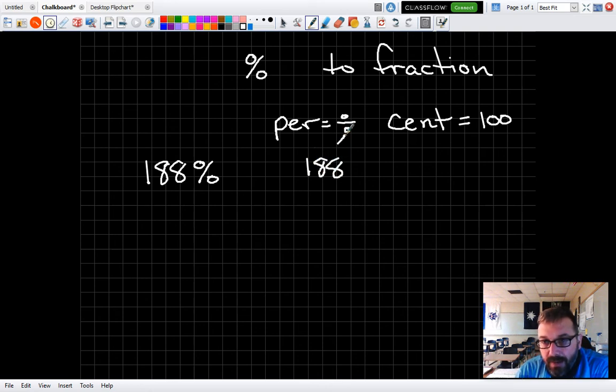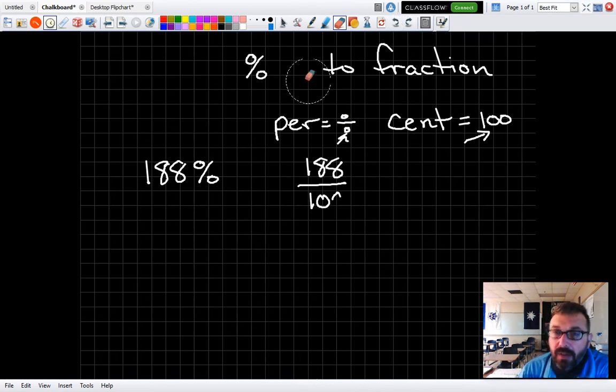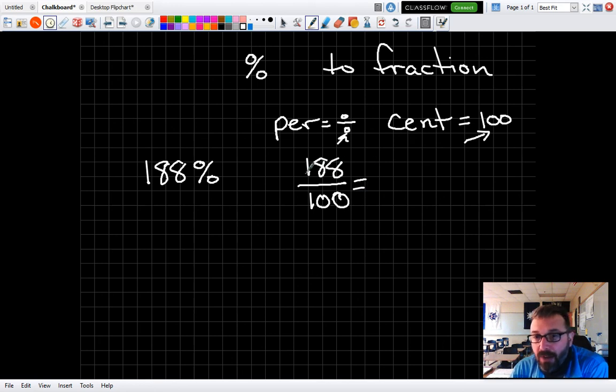188 divided by 100. Now, 188 over 100 is not the correct answer because I must reduce. Now, they're both even numbers, so I know right off the bat I can divide them both by 2. 18 divided by 2 is 9. 8 divided by 2 is 4, so 94 over 50.